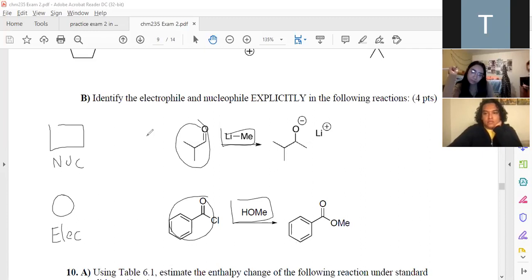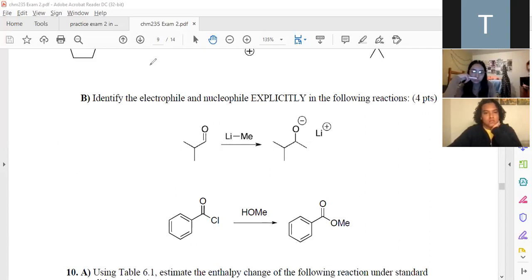So what we find is that these carbonyl carbons are really good electrophiles because they don't have a lot of electron density. It's going towards the oxygen, but we will go through that. The idea is just to recognize where your nucleophilic and electrophilic things are. All right, let's continue.